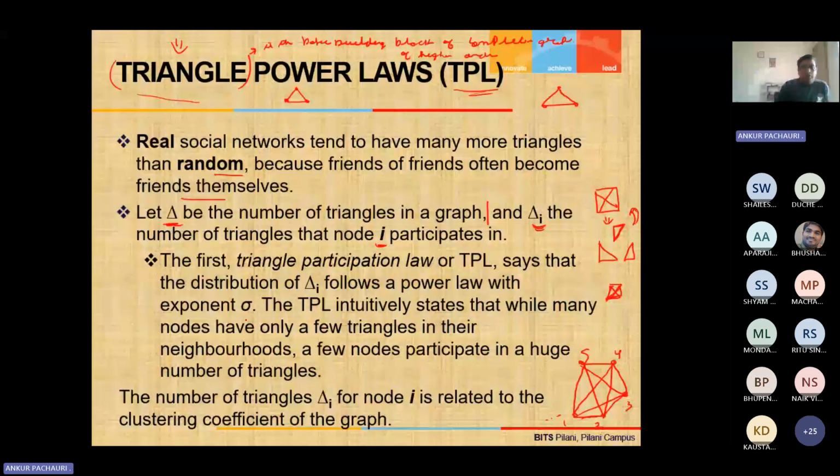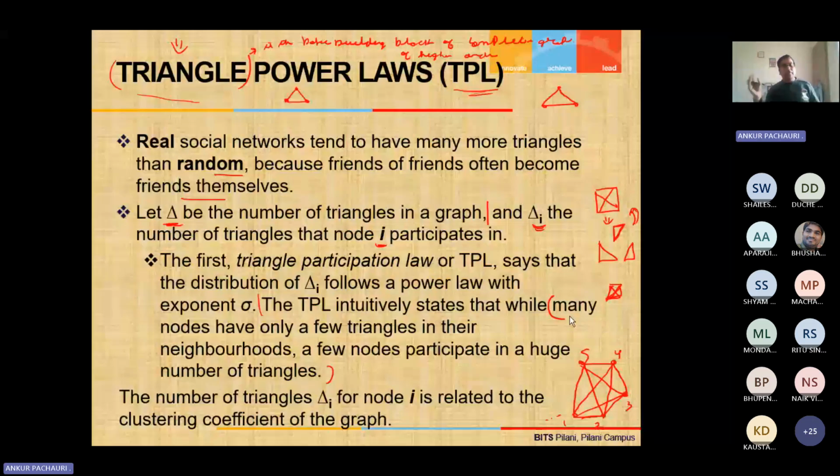So the first, triangle participation law, TPL, says that the distribution of delta I follows a power law with an exponent of 6 sigma. So what does this convey? The triangle power law intuitively states that while many nodes have only a few triangles in their neighborhood, a few nodes participate in a huge number of triangles. There are only a few nodes who are participating in a huge number of triangles.